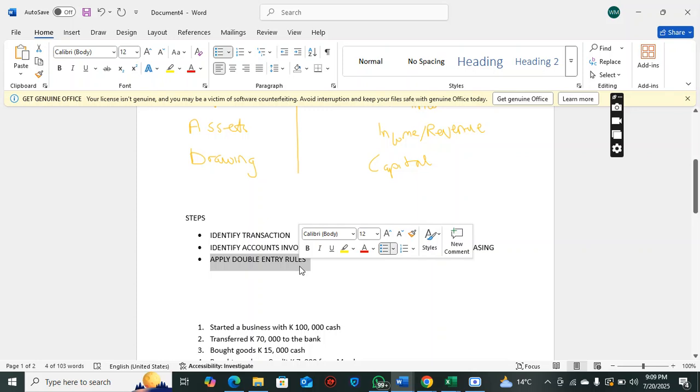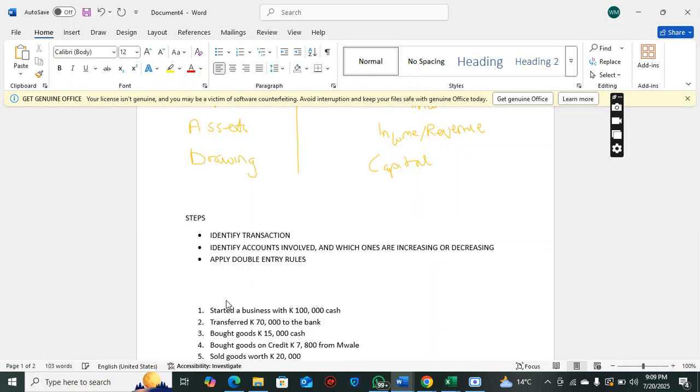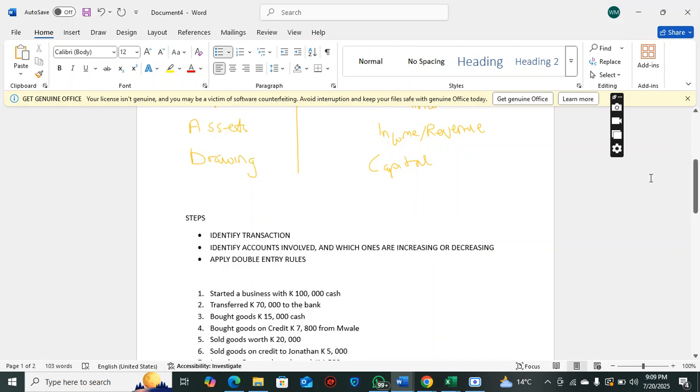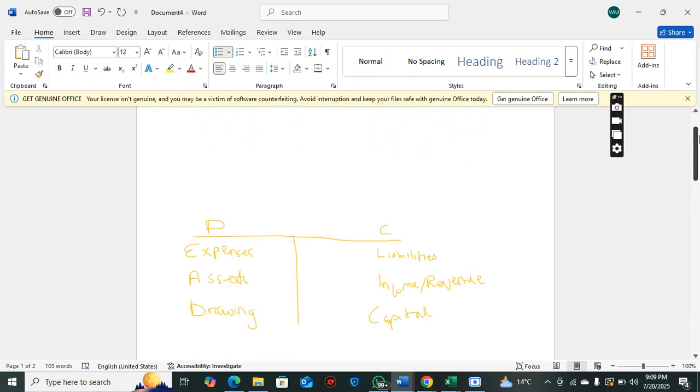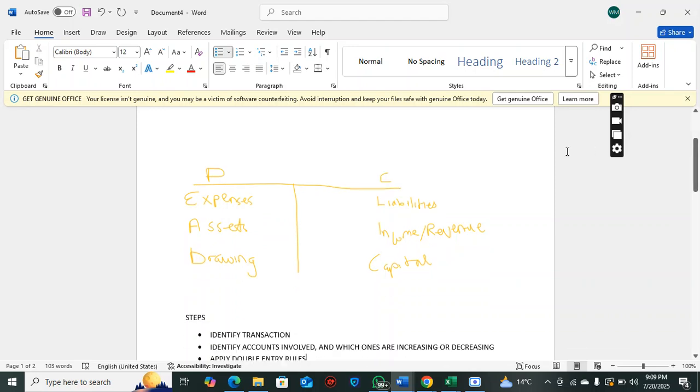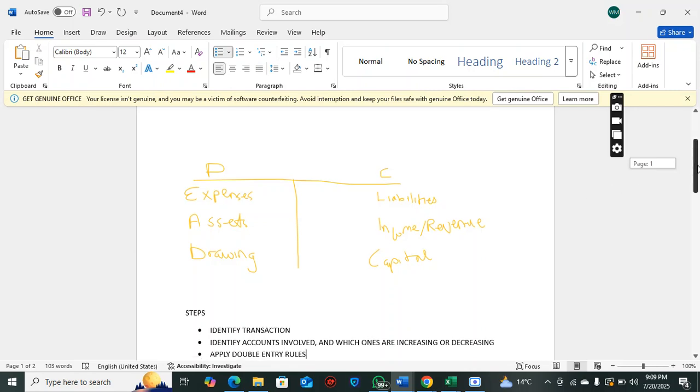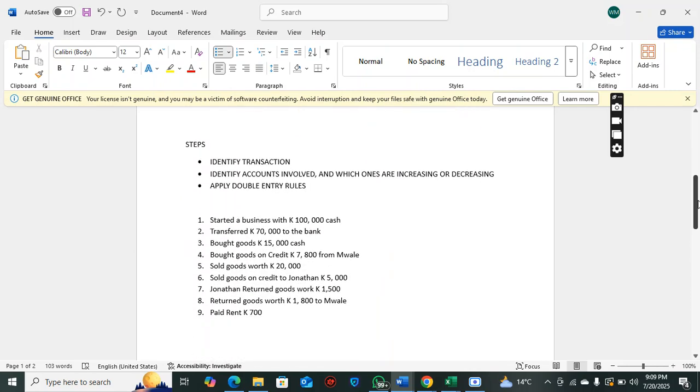Then the third step, apply the double entry rules. All right, so we're going to look here. We've got some transactions here, right? And then we're going to look at how we can do these journal entries. Okay, so colleagues, yesterday we looked at some of the types of accounts involved with expenses, assets, drawings, liability, income or revenue, and capital. Okay, so we're going to start with our first transaction.